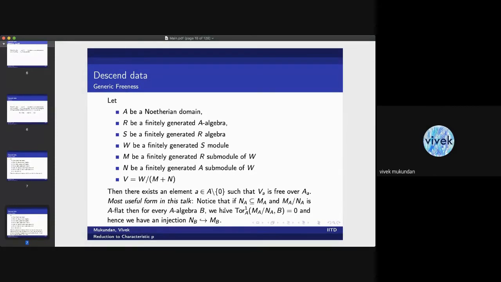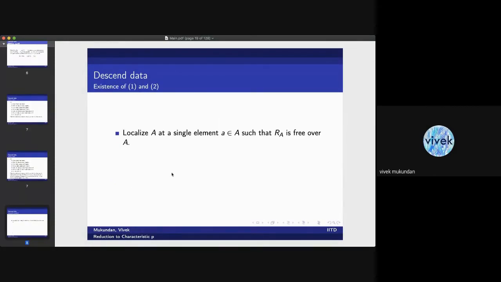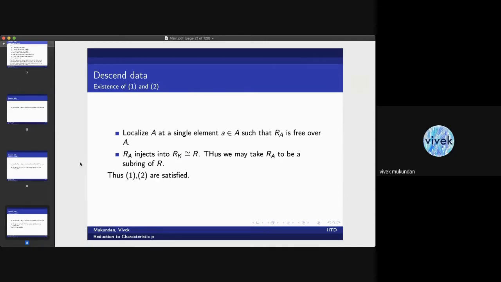Okay, once you have the generic freeness, then you can localize at a single element of A such that RA is actually free over it. So you get the second step of the descent data. If RA injects into RK, which is clearly isomorphic to R, thus we may take RA to be a subring of R. So we get the existence of the first and the second step in the descent data.